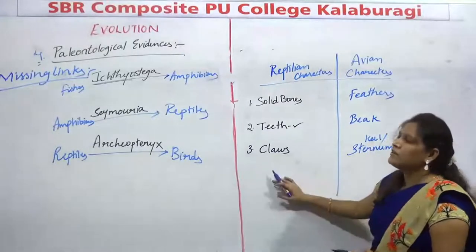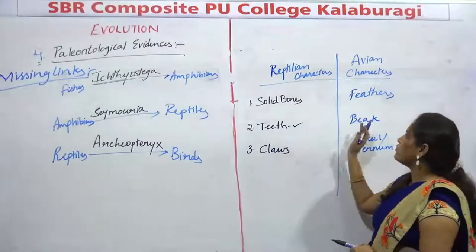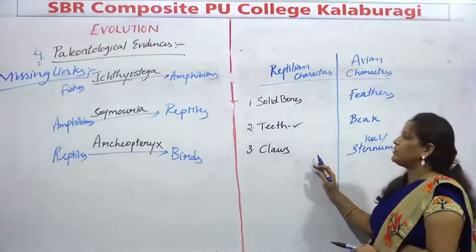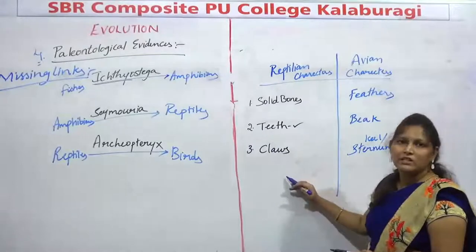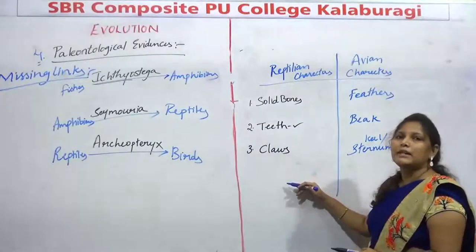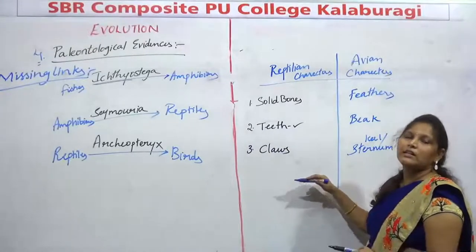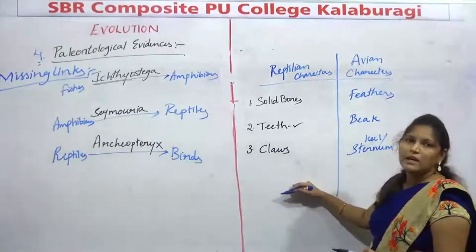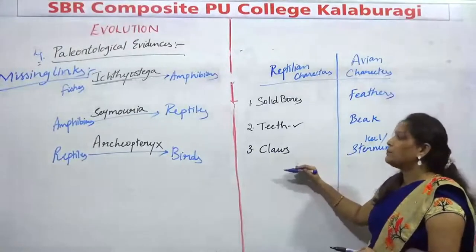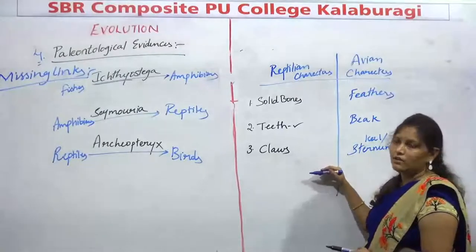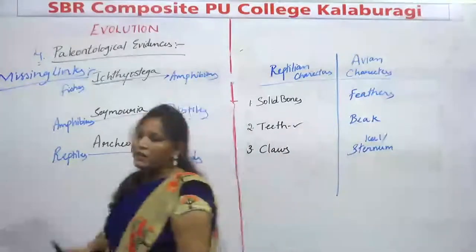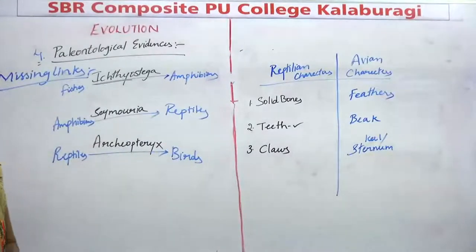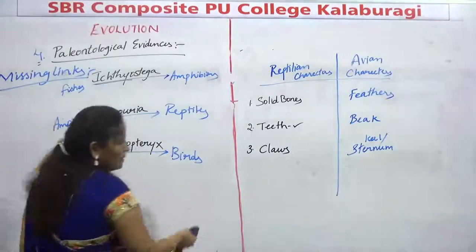As the organism is having the characters of two different groups, it is acting as a link between two different groups, but it is not extant, it is completely extinct. So we are studying it under the paleontological evidence. It is acting as a missing link between reptilia and aves. These are evidences under paleontology.